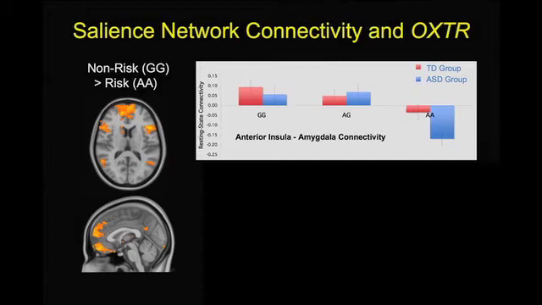If you don't have the risk allele or if you have just one, there are no significant differences between the two groups. But when you do have both risk alleles, when you're homozygous, if you are autistic, this network is more severely impacted.